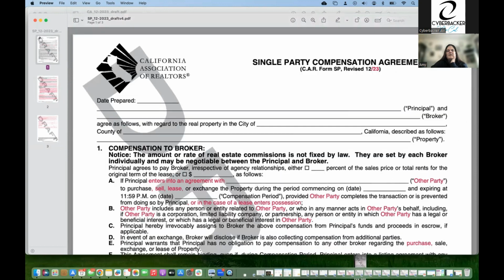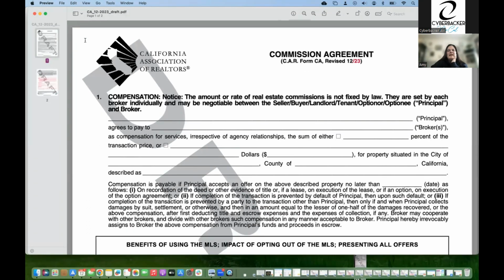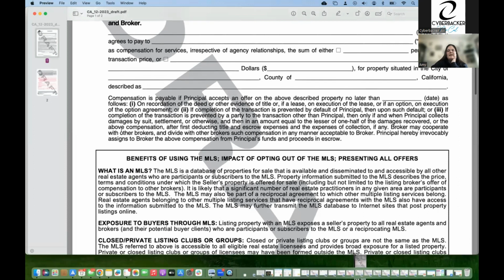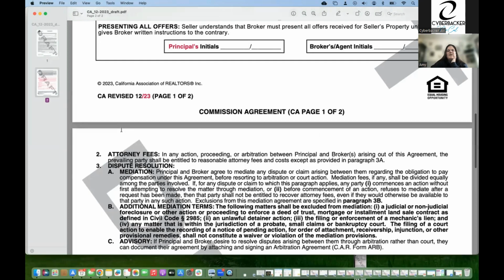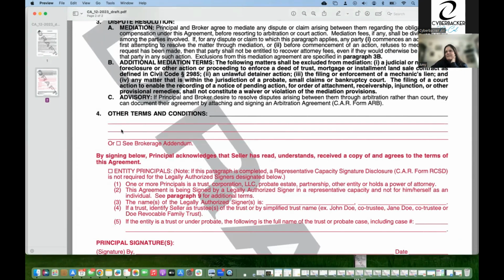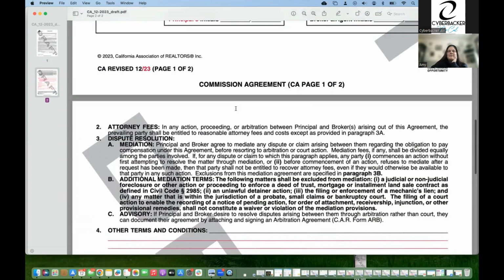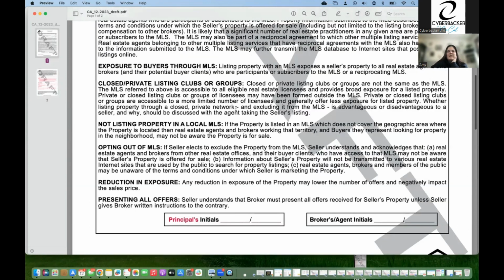The other form that they have is the compensation agreement, I believe is what it is, the CA, which is very similar. It's just identifying that you're going to get paid for this transaction. So this might be like, if you're not using the other form, you want to get compensated, we're not going to use a listing agreement. This would be the form that comes into play on that. So just kind of keep that in mind.